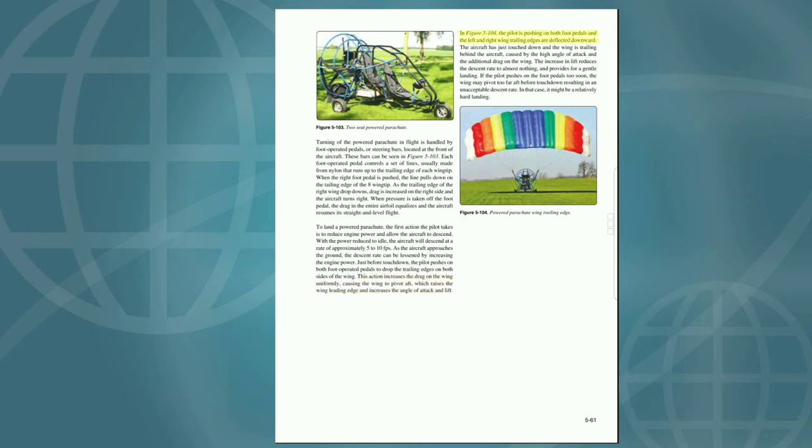In Figure 5-104, the pilot is pushing on both foot pedals and the left and right wing trailing edges are deflected downward. The aircraft has just touched down and the wing is trailing behind the aircraft, caused by the high angle of attack and the additional drag on the wing. The increase in lift reduces the descent rate to almost nothing and provides for a gentle landing. If the pilot pushes on the foot pedals too soon, the wing may pivot too far aft before touchdown, resulting in an unacceptable descent rate. In that case, it might be a relatively hard landing.